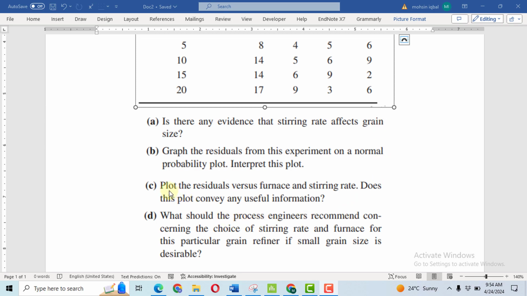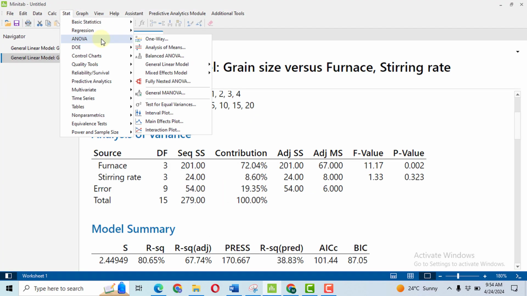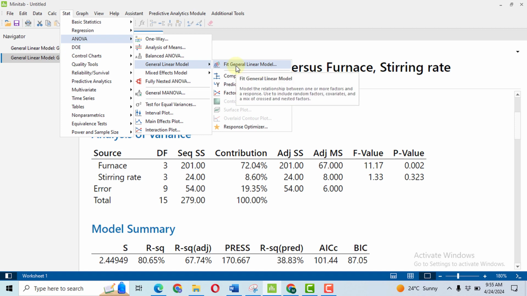Now part C, plot the residual versus furnace and stirring rate. Does this plot convey any useful information? Solve this part. Again go to Stat, ANOVA, GLM. You can do this part as well initially. However, for the sake of simplicity, I am doing it in two parts.